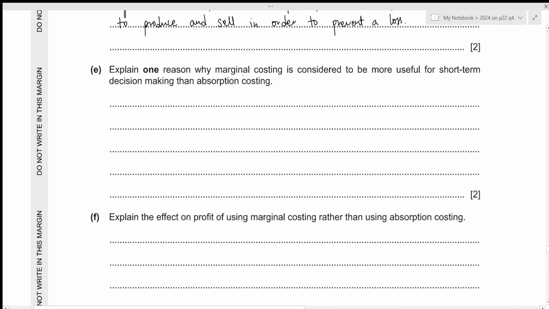We need to explain one reason why marginal costing is considered to be more useful for short-term decision making than absorption costing. This is because marginal costing will allow a business to calculate contribution, which only accounts for the variable cost. This will help the managers decide whether the special orders should be accepted, whereas absorption costing will treat fixed cost as part of the product cost because it accounts for both the variable cost as well as the fixed cost, which makes the decisions impractical. Let's write it down.